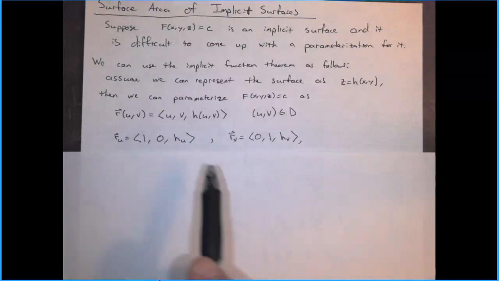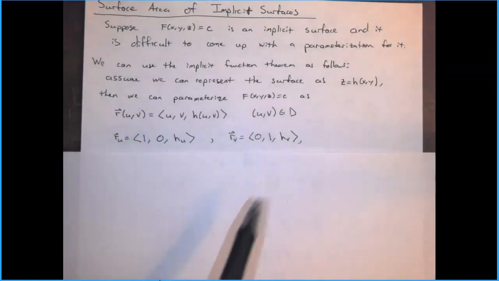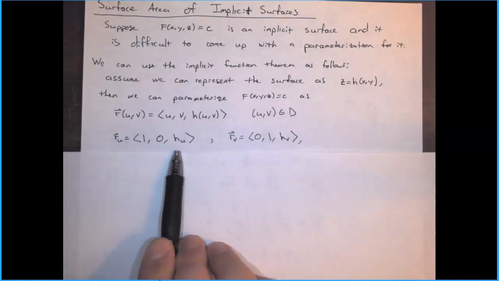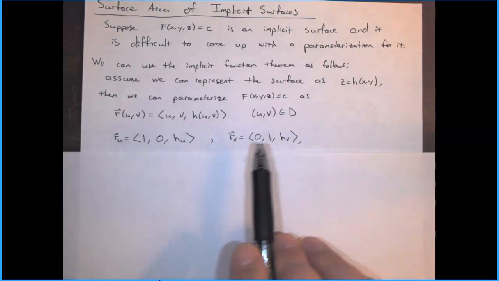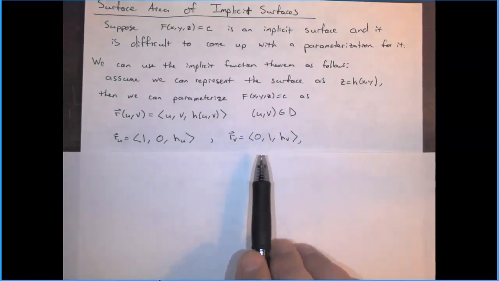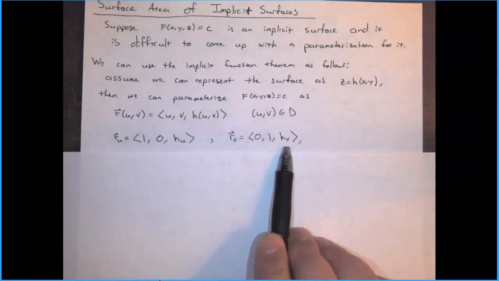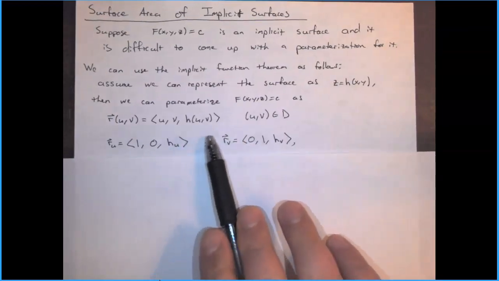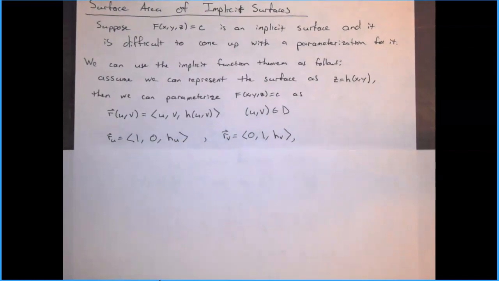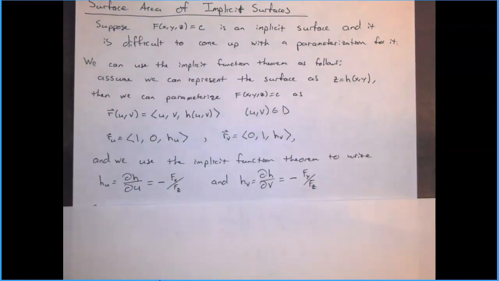Okay, now if I take partial derivatives of this parameterization, the partial derivative with respect to u is 1, 0, partial derivative of h with respect to u. The partial derivative with respect to v is 0, 1, partial derivative of h with respect to v. And remember, we're not actually going to use h. We're going to rewrite these partial derivatives using the implicit function theorem and write them in the same way that we did back in chapter 14.